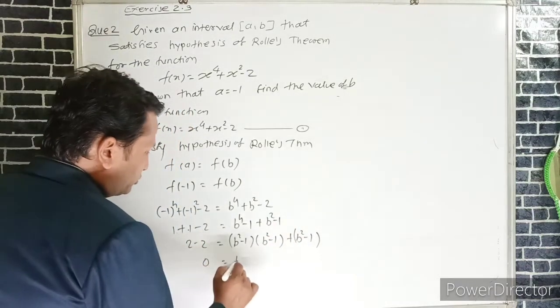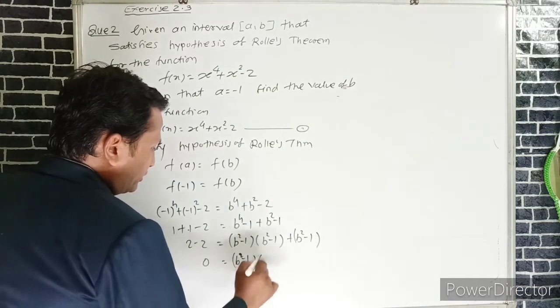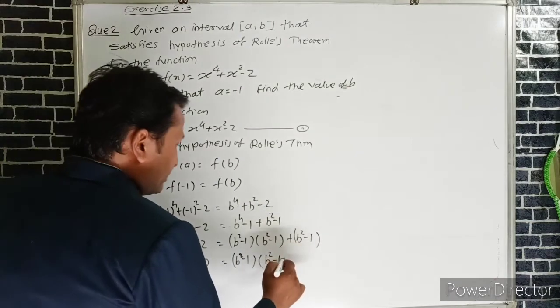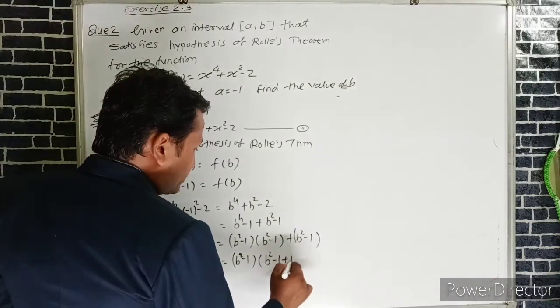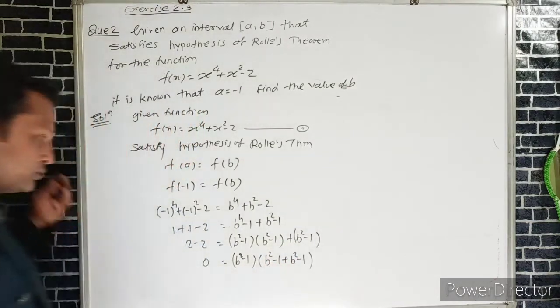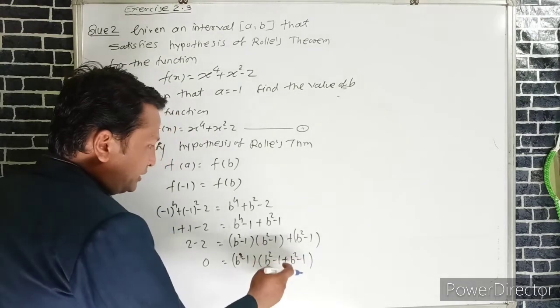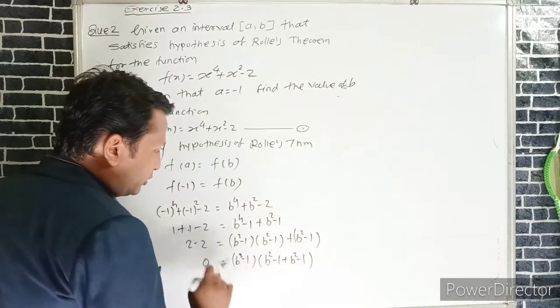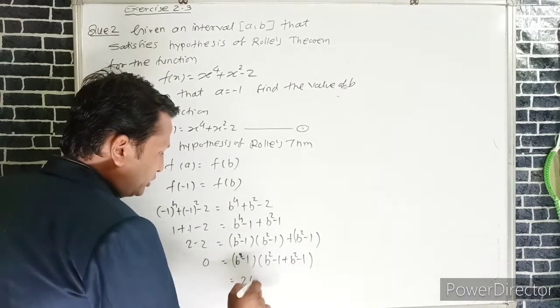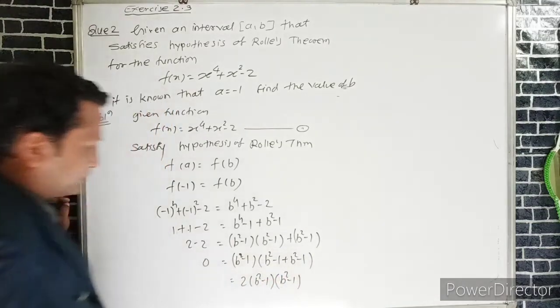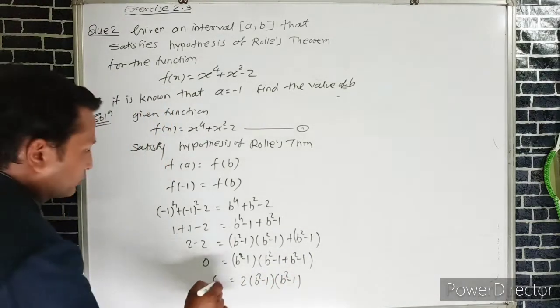is equal to (b^2 - 1)(b^2 - 1) plus (b^2 - 1). So we can write 2b^2 - 2. If we take 2 common from both terms, we can write 2(b^2 - 1)(b^2 - 1) is equal to 0.